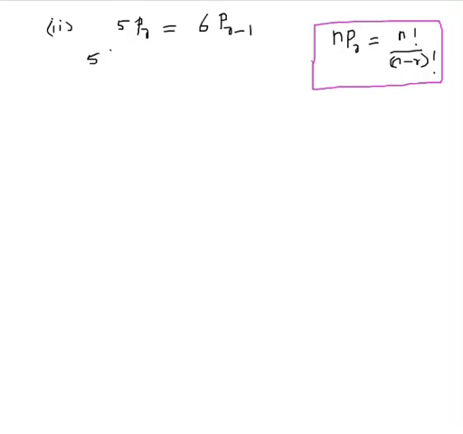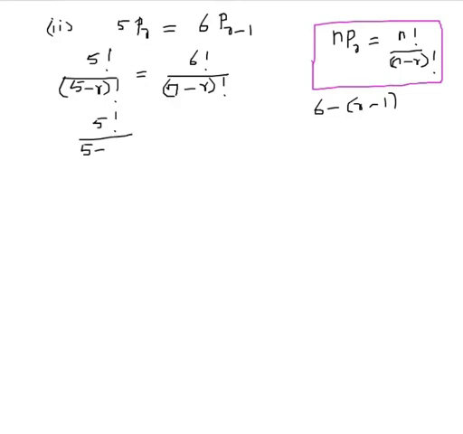5Pr becomes 5 factorial divided by 5 minus r factorial. Here, 6 factorial divided by 6 minus (r minus 1), which will become 7 minus r factorial. 5 factorial by 5 minus r factorial equal to 6 factorial can be written as 6 times 5 factorial, and this can be written as 7 minus r, 6 minus r, and 5 minus r factorial.